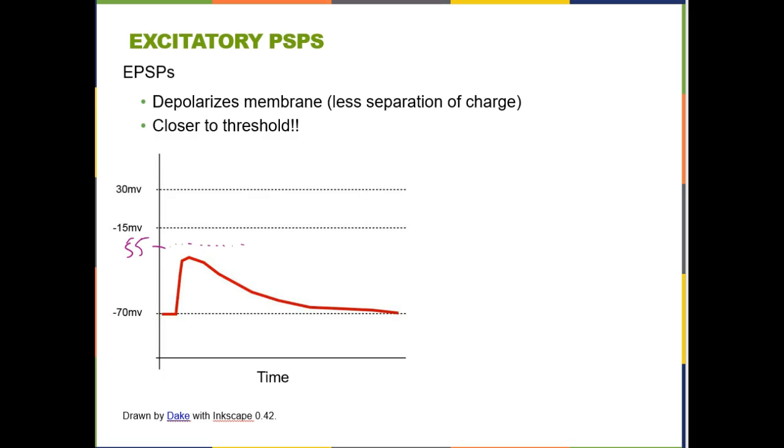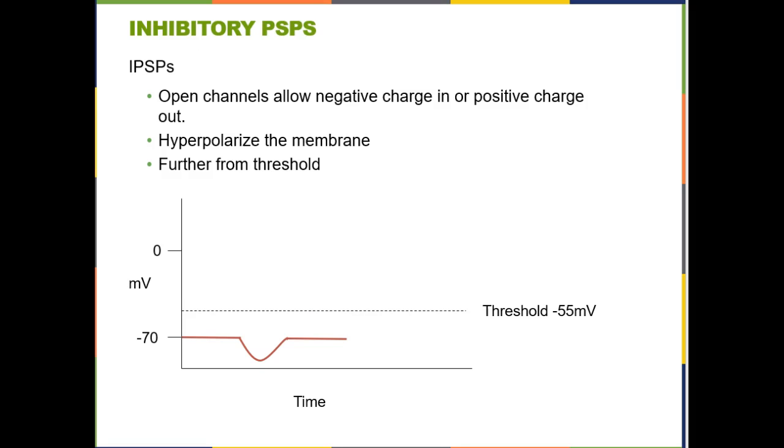If this is threshold and this is where you're generating an action potential, which is exciting the postsynaptic neuron, then this potential is getting you closer to threshold. So it is exciting the cell, but not getting it excited enough to generate an action potential. So EPSPs depolarize the membrane.